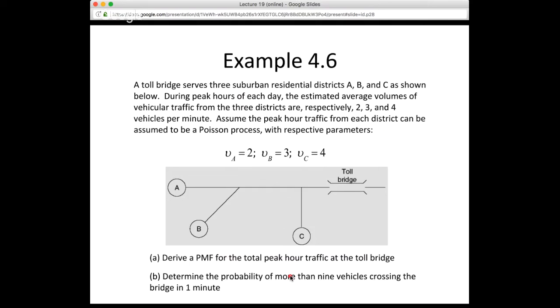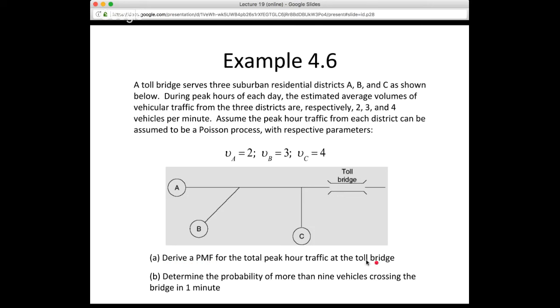Okay, so we went through this example in class. We've got a toll bridge serving 3 suburban residential districts, A, B, and C. During peak traffic hours of each day, the estimated average volumes of vehicular traffic from the 3 districts are respectively 2, 3, and 4 vehicles per minute. Assume that peak hour traffic from each district is a Poisson process with respective occurrence rates of 2, 3, and 4 vehicles per minute. We're asked in part A to derive a PMF for the total peak hour traffic at the toll bridge.